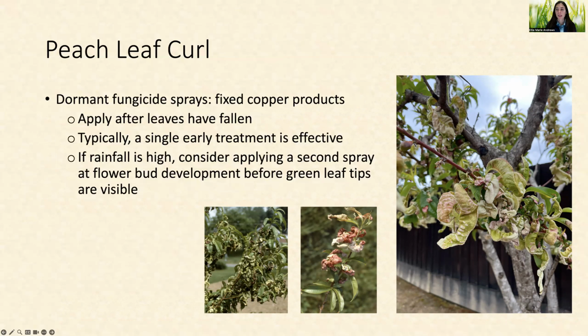And these dormant fungicide sprays can include all kinds of different fixed copper products. There's a lot of options out there, but generally you want to apply after the leaves have fallen. Typically, a single early treatment tends to be effective, but if you have really high rainfall or a really severely infected tree, you might want to consider applying a second spray at flower bud development right before green leaf tips begin to be visible.